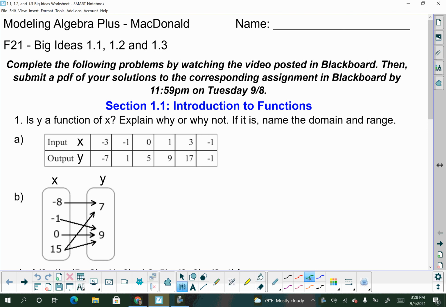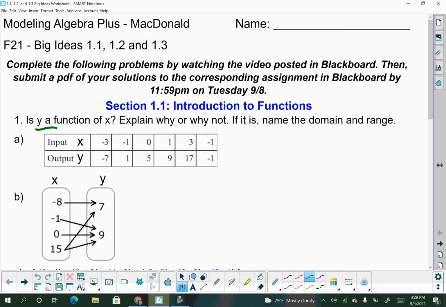All right, so let's start with what makes something a function or not, because those are going to be our first couple questions here. We're going to look at a table, a correspondence diagram, some points, different ways that we can recognize whether a relation is a function. So it's saying, is y a function of x?